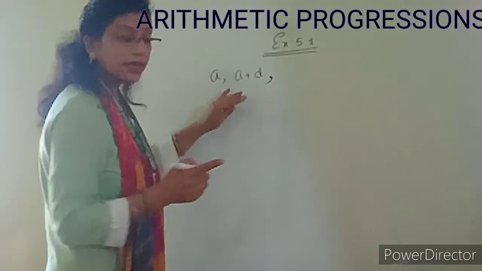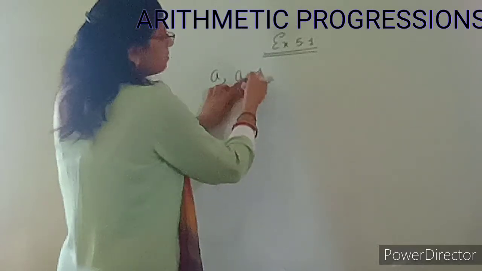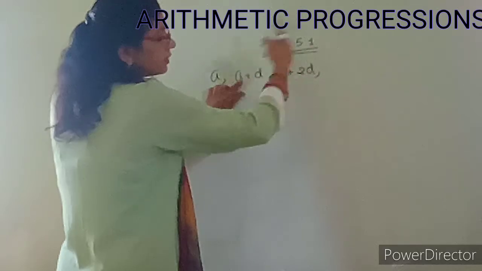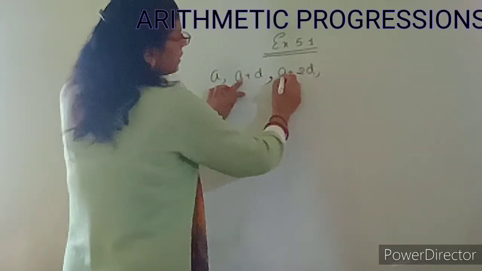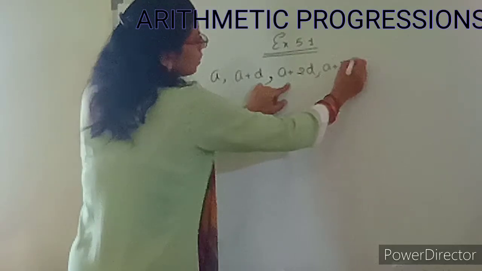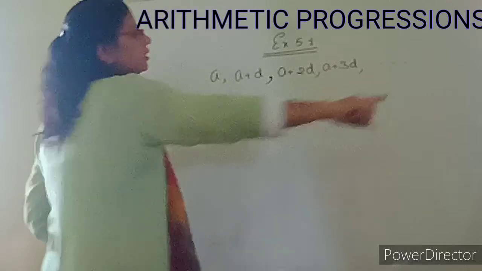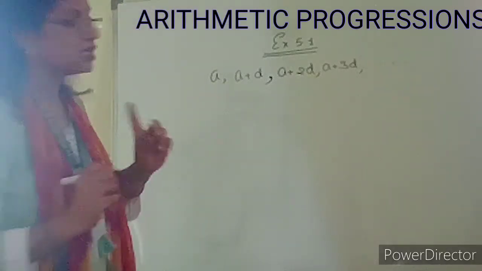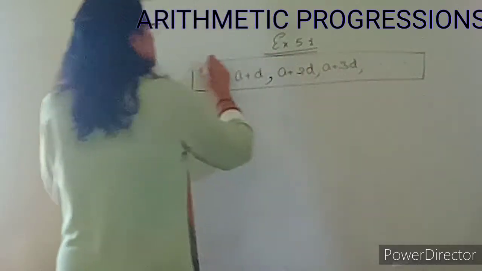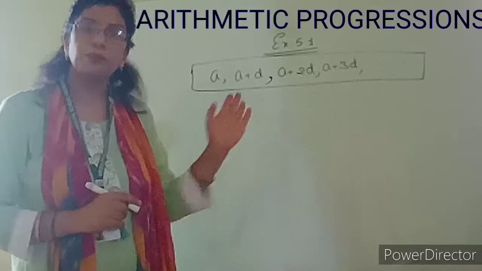Third term, how will I get it? Again I will add the same D in it. So that means A plus D plus D, that means A plus 2D. How will I get the fourth term? Again I add D in this, A plus 3D. Like this, I got the series. This is called the AP series. This is the general formula of AP series: A, A plus D, A plus 2D, A plus 3D, and so on.